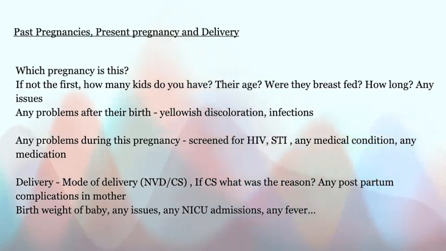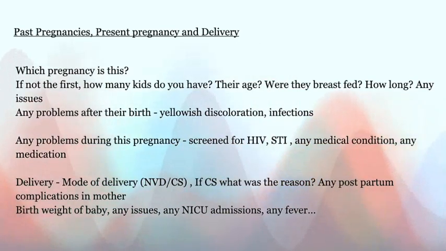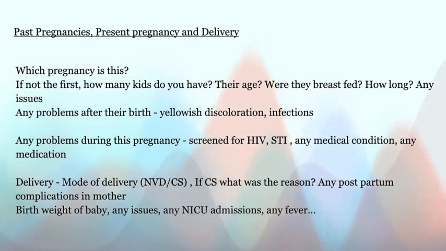Before you proceed with the counseling, before you give any information to the mother, you should know some details about the patient and start with some history. First, obtain a history about the past pregnancies, present pregnancy, and the delivery. Not in an elaborate way, but you should ask the most cardinal questions. For example, for past pregnancies, start with: which pregnancy is this? If this is not the first pregnancy, how many kids do you have? What are their ages? Were they breastfed? For how long were they breastfed? And any other issue that you encountered with the previous pregnancies related to breastfeeding or otherwise.